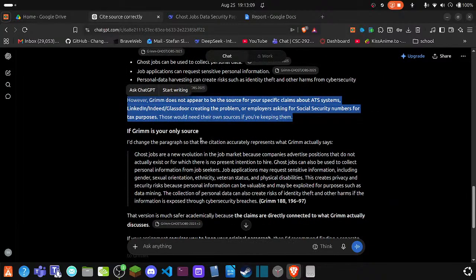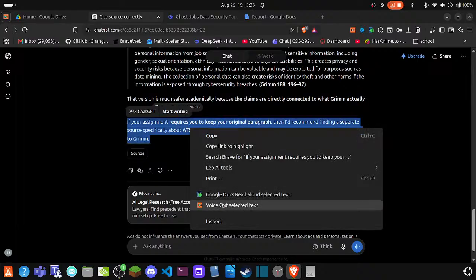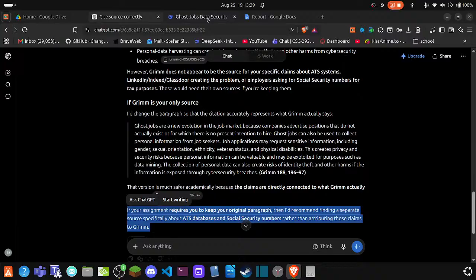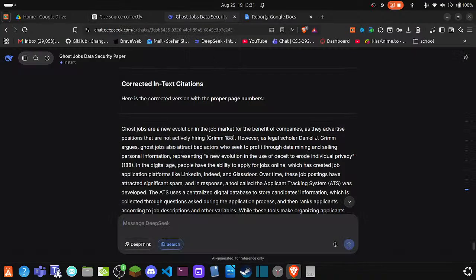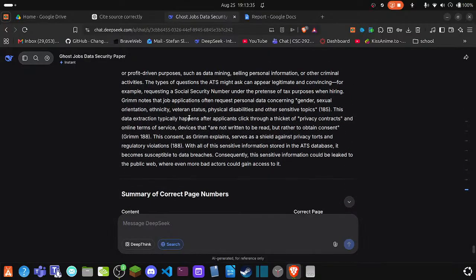However, Grimm does not appear to be the source for your specific claims about ATS systems, LinkedIn, Indeed, Glassdoor creating the problem, or employers asking for social security numbers for tax purposes. Those would need their own sources if you're keeping them. If your assignment requires you to keep your original paragraph, then I'd recommend finding a separate source specifically about ATS databases and social security numbers rather than attributing those claims to Grimm. I feel like this is the right way to go. I don't know.